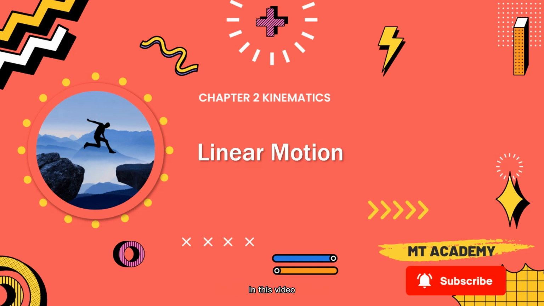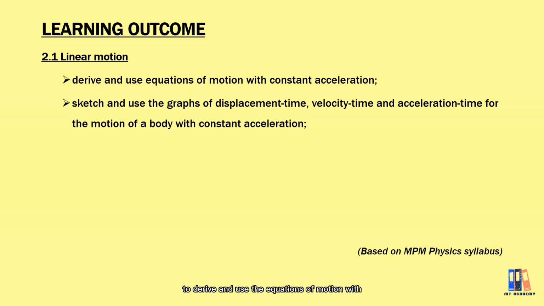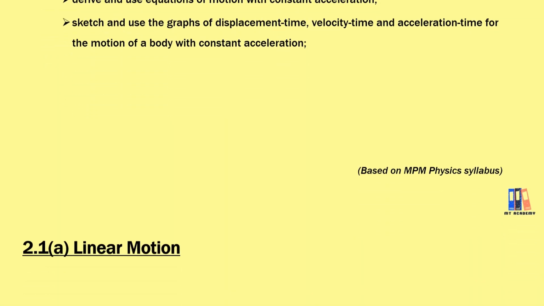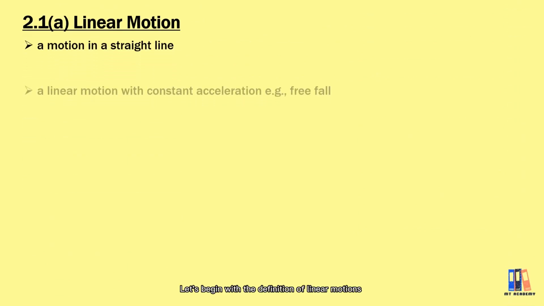So in this video, we are going to enter the second chapter in STPM physics, which is kinematics. The first topic in this chapter can be considered as the revision of the linear motions that you learned in your STPM physics. You are required to learn how to derive and use the equations of motion with constant acceleration, and then you're going to learn how to sketch the graphs of displacement-time, velocity-time, and acceleration-time for the motion. Let's begin with the definition of linear motions.